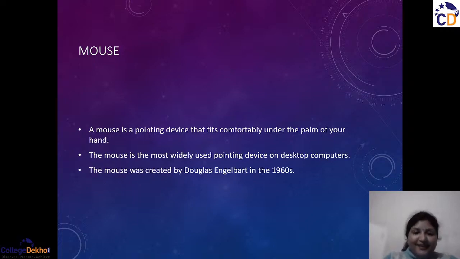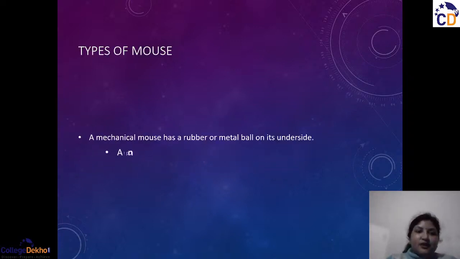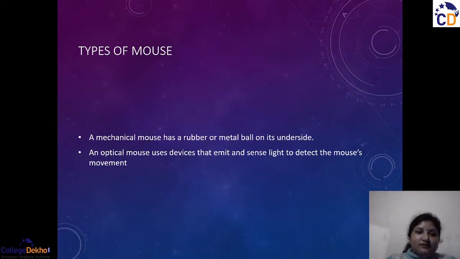The most important thing: the mouse was created by Douglas Engelbart in the 1960s. So you should also know who developed the mouse. Let us move to the types of mouses.